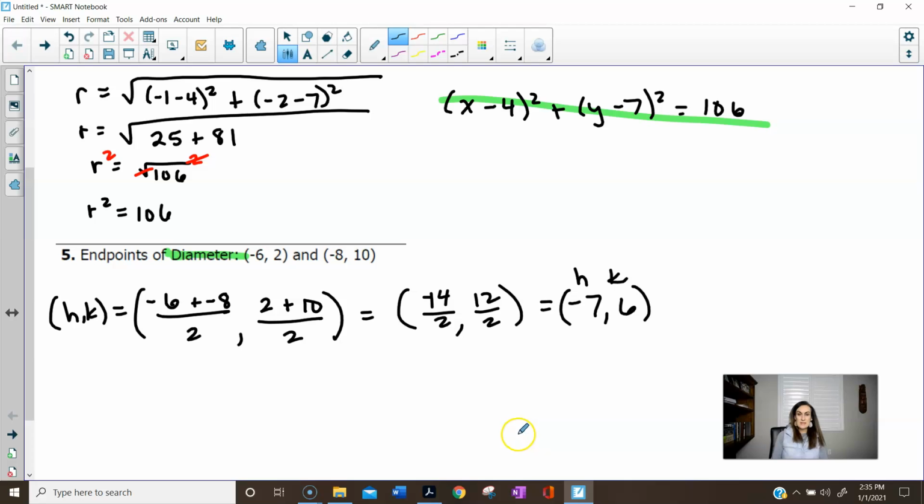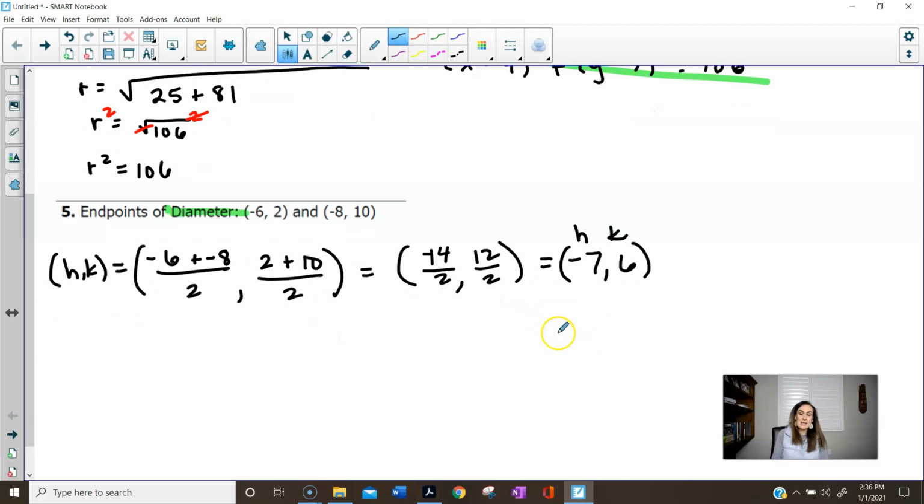Now that we found the center of the circle, we need to find the radius. And so to find the radius, we need to find the distance. We could find the distance between these 2 points and then cut it in half to find the radius. Or we could pick one point and use this center point and find the distance. So it's really up to you.